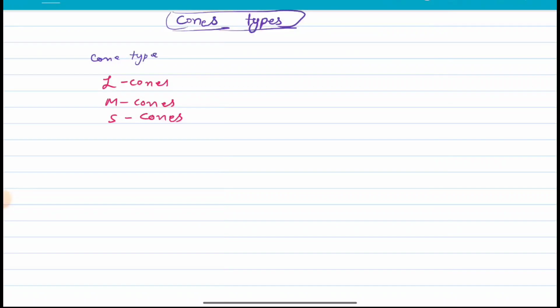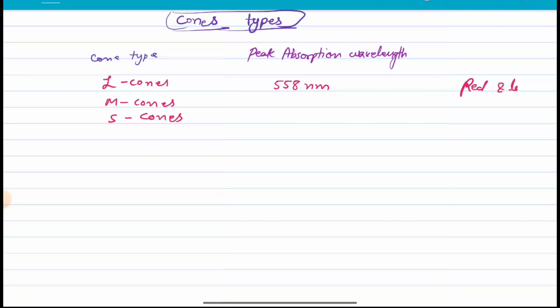If we talk about the peak absorption wavelength, the L cone is approximately 558 nanometer. So this, we can say, the L cone absorbs red color, the longer wavelength.